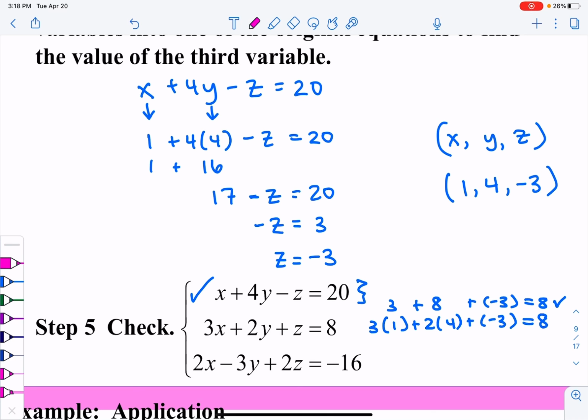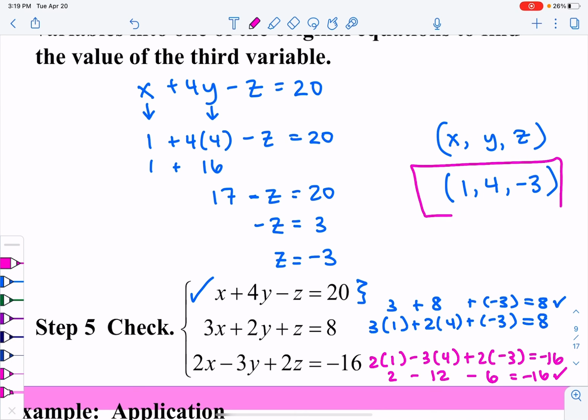And a quick check in the third equation. We'd have 2 times 1 minus 3 times 4 plus 2 times negative 3. That has to equal negative 16. So 2, take away 12, take away 6, negative 16. 2 minus 12 is a negative 10. Negative 10 minus 6, negative 16. That also works. We are good with our ordered triple of 1, 4, negative 3.